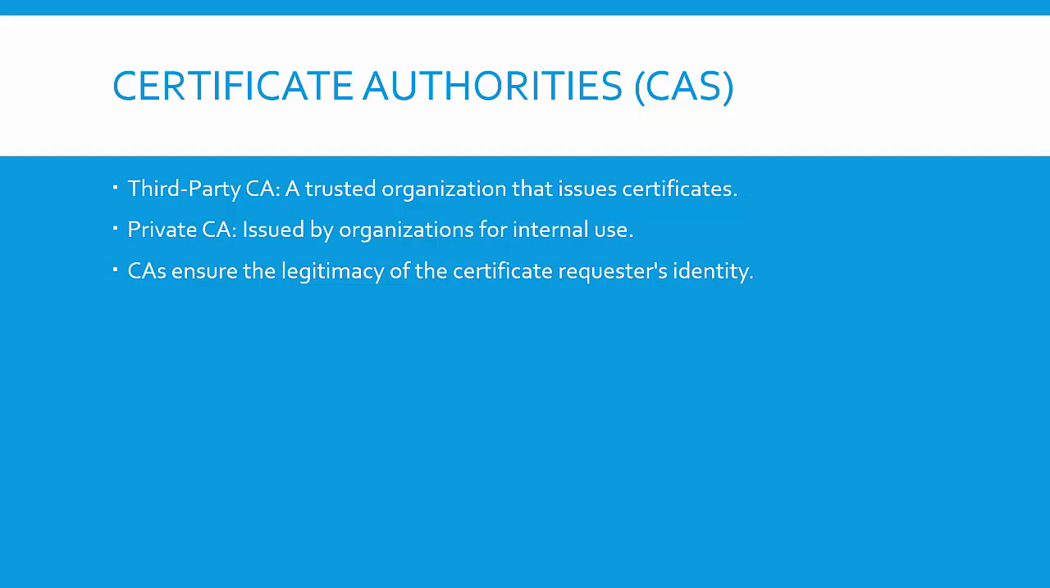Certificate authorities, or CAs, are trusted organizations that issue digital certificates. There are third-party CAs like DigiCert that are trusted globally, and private CAs used by organizations for internal purposes. The CA is responsible for validating the identity of the requester.